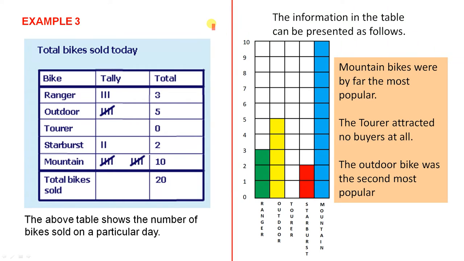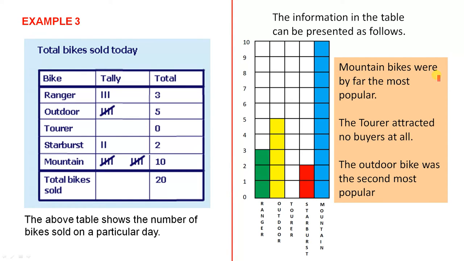Example 3. Total bikes sold today. The above table shows the number of bikes sold on a particular day. So there are 5 different types of bikes, and altogether there were 20 bikes sold. The information in the table can be presented as follows. So here are your 5 different types of bikes.